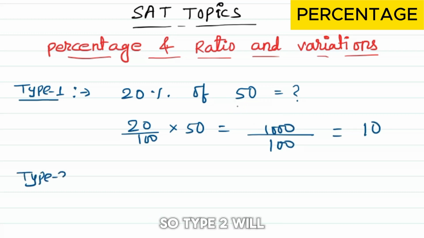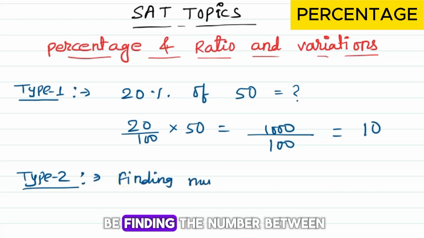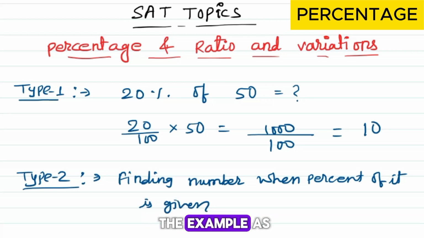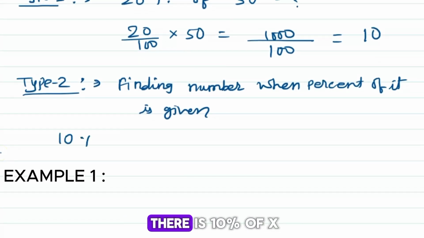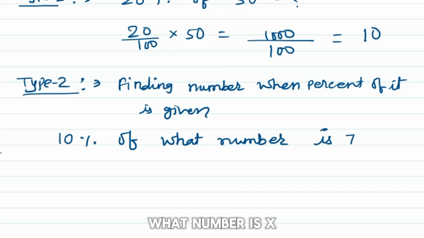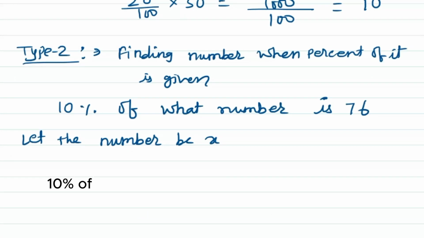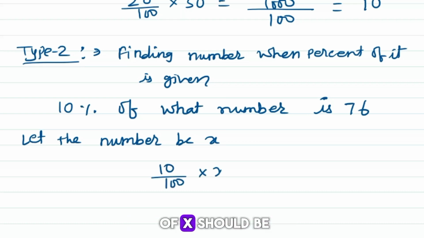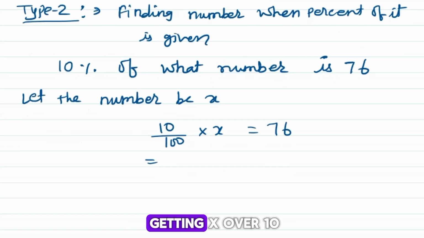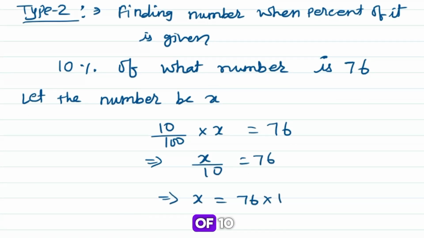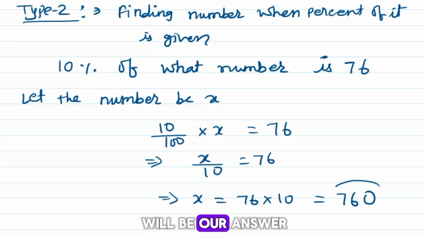Then type 2. Type 2 will be finding a number when a percent of it is given. We can take the example: suppose it's given that 10% of what number is 76. In this case, we can assume let the number be x. That means 10% of x is 76. So 10 over 100 times x should be equal to 76. Here we are getting x over 10 equal to 76. On cross multiplication, we get x equal to 76 times 10, that is equal to 760. So that will be our answer.